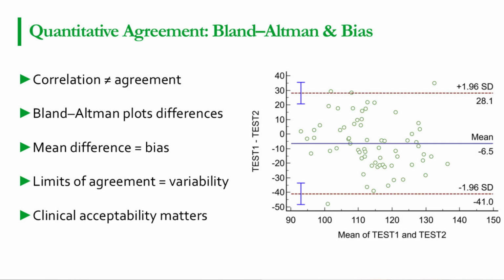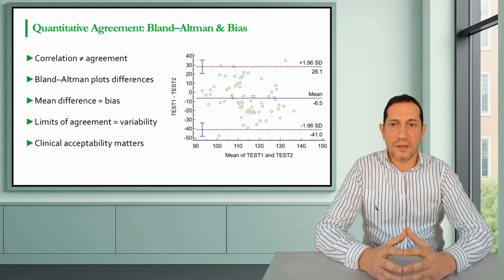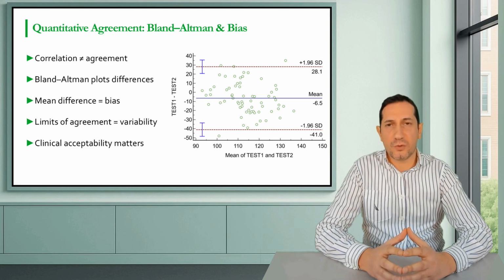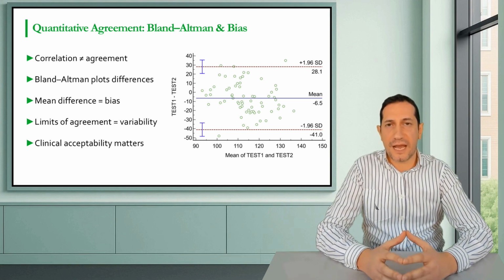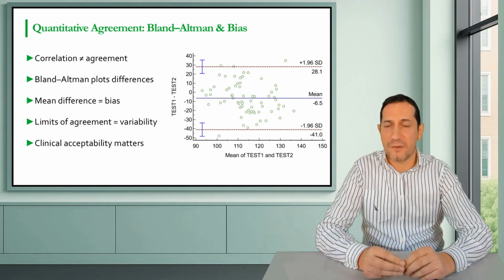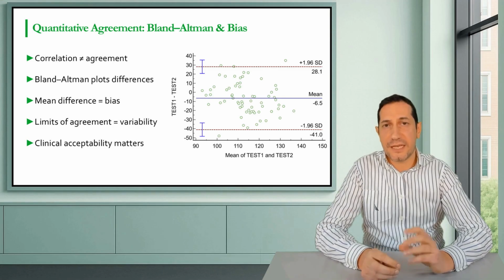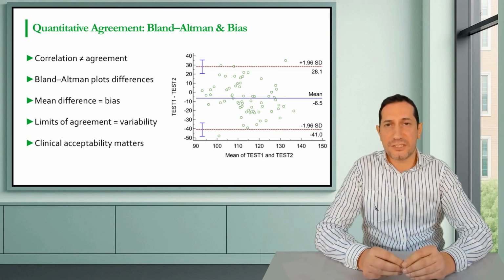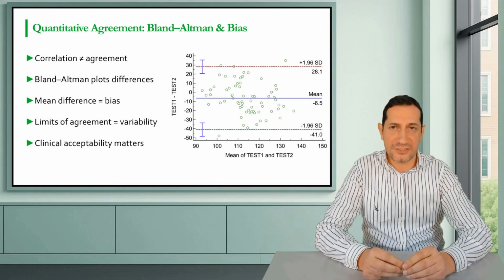Bland-Altman plots are particularly valuable when evaluating new assays, instruments, or laboratory methods intended to replace or align with existing standards. Rather than asking whether two methods move together, the analysis asks whether they produce sufficiently similar values to be used interchangeably. This distinction is crucial for clinical decision-making and surveillance consistency.